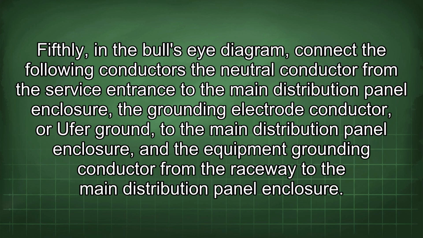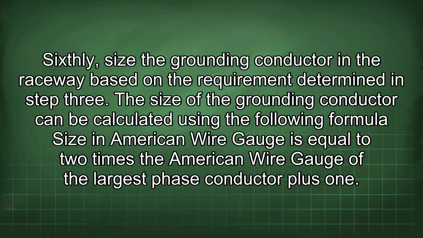Fifthly, in the bullseye diagram, connect the following conductors: the neutral conductor from the service entrance to the main distribution panel enclosure, the grounding electrode conductor, or UFA ground, to the main distribution panel enclosure, and the equipment grounding conductor from the raceway to the main distribution panel enclosure. Sixthly, size the grounding conductor in the raceway based on the requirement determined in Step 3.